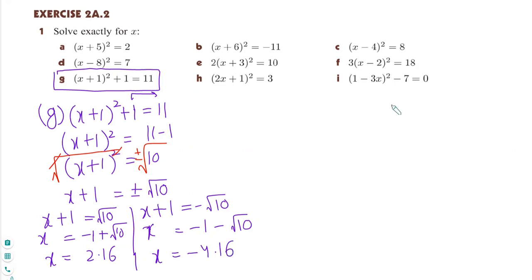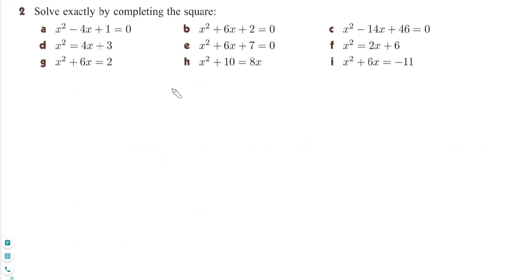Right? So all of these questions are very similar, so you can try this on your own. Okay, now I'm moving to the next question. Question number 2. Solve exactly by completing the square. So this time we have three terms of a quadratic equation, in the form of ax squared plus bx plus c is equal to 0. And there is no completed square here.